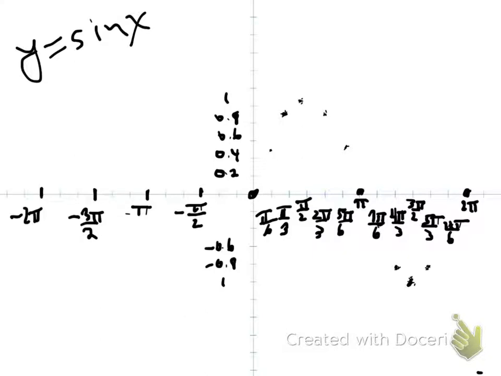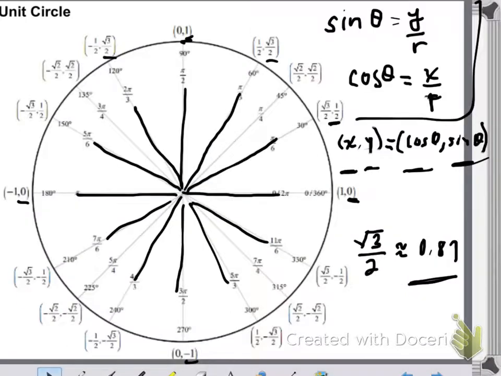Alright, so connect the dots. Alright, and we have one period of the sine function. So if you wanted to get another period, you could go in the negative direction. Alright, so let me erase all of this good stuff.